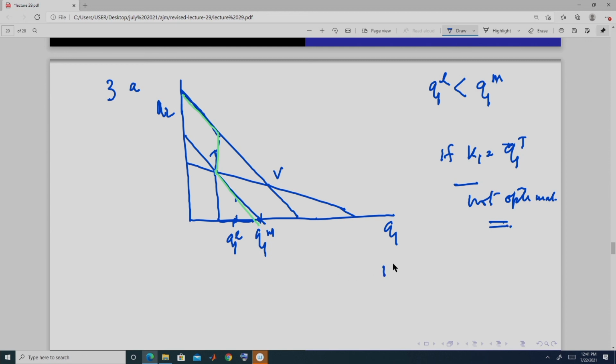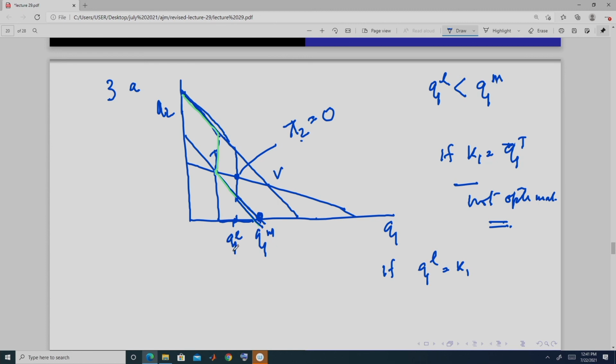But here if K1 is, suppose, this much, the outcome, if firm 2 enters, will be this, firm 1's output is this. So, here profit of firm 2 is equal to 0 at this point. So, this will deter the entry of firm 2. Firm 2 will not enter because it is earning 0 profit. So, the actual outcome of firm 1 is going to be this.